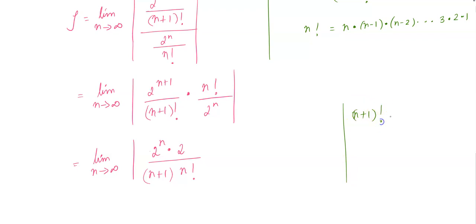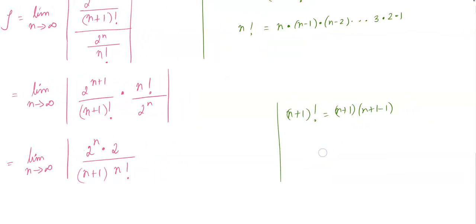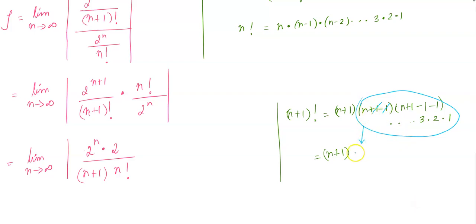(n+1) factorial is (n+1) times (n+1-1) times (n+1-1-1). You see that? We are subtracting 1 each time, and then it goes to 3, 2, and 1. So we'll just keep the n+1, the first term, and understand that this entire thing goes away. So it's n, let me bring that down here. That's going to be n times (n-1) times (n-2), etc., 3 times 2 times 1.